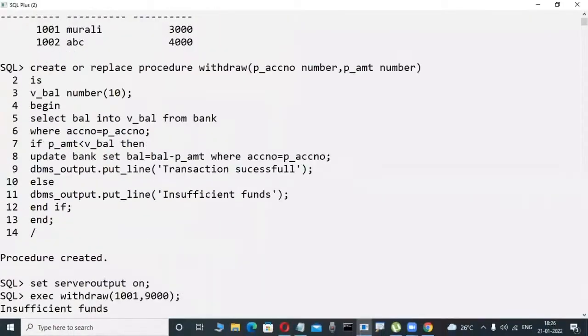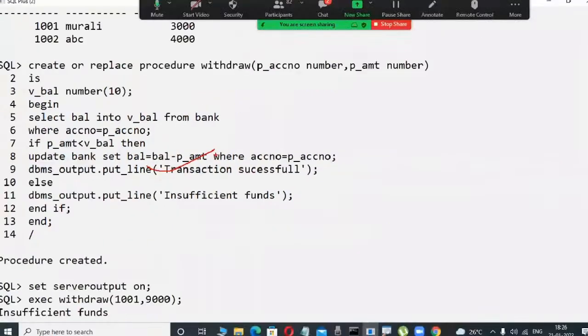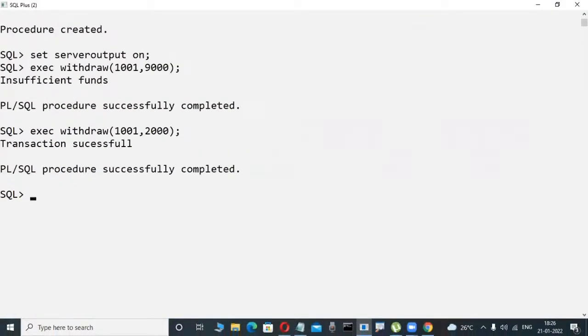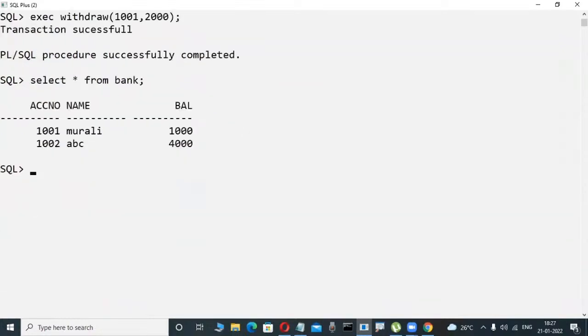How is it possible? Here I'm writing coding. Is it really affected in the table? Compulsorily it is affected in the database, then only your banking system is okay, so the transaction is successful. Now check in my bank table. In the previous case, 3,000 was there. If I withdraw 2,000 rupees, then the remaining balance is 1,000 rupees.